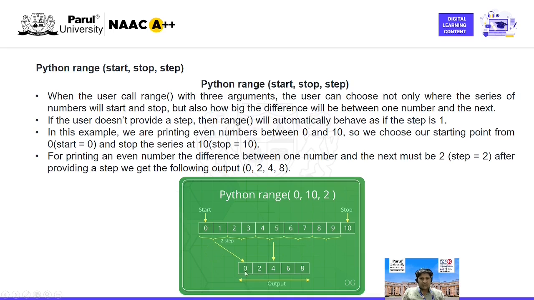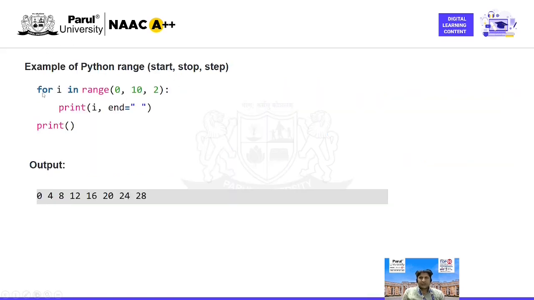That's why the range function prints only values from 0 to 8: 0, 2, 4, 6, and 8. These 5 values are printed between 0 and 10. For example, if you want to print even numbers from 0 to 10, for i in range 0, 10, 2, here 0 is the start value, 10 is the stop value, and 2 is the step value.